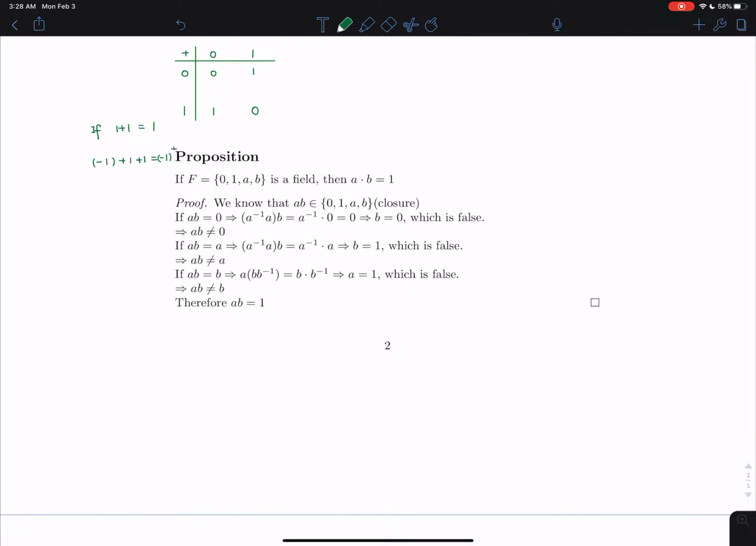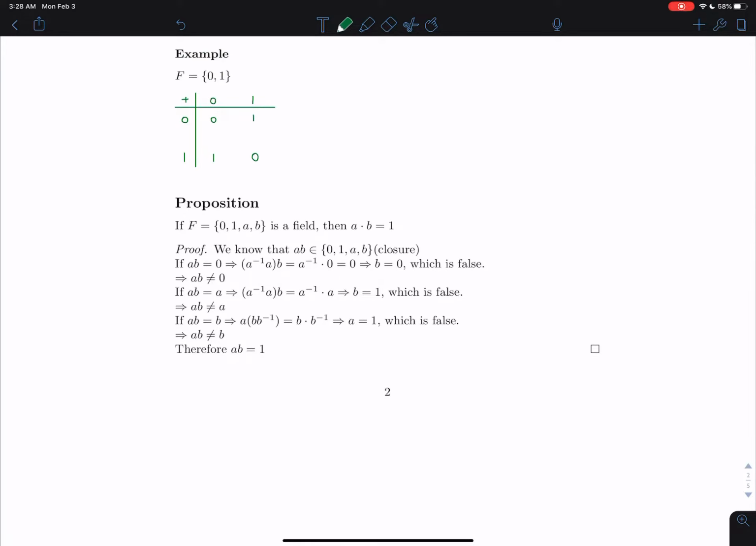And you can put those two together using the associative law. This will give you 0 plus 1 equals 0, and this will give you 1 equals 0, which is impossible, because every element in the field cannot be equal to the other element in the field. So we know that 1 cannot be equal to 0, so 1 plus 1 has to be 0.